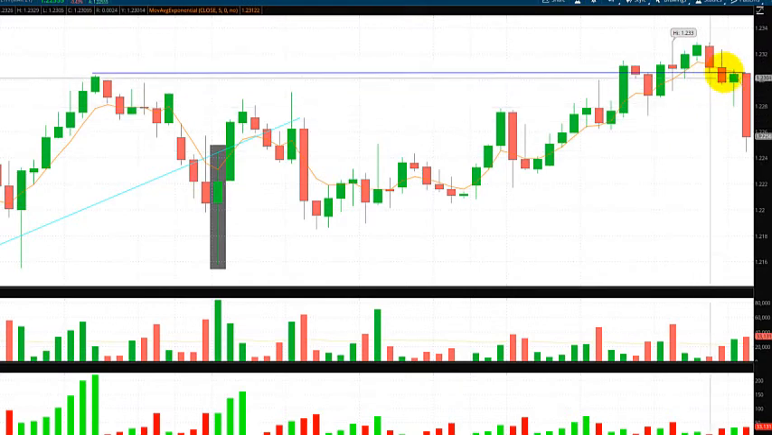So again, here we've got an opportunity to try to sell it. Again, this brings my attention. Let me show you my point and figure chart. So from here, we're going to go over to the point and figure.